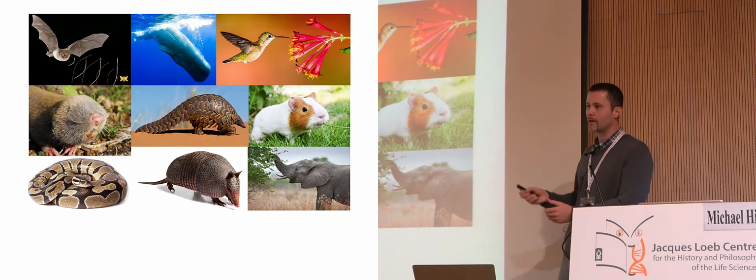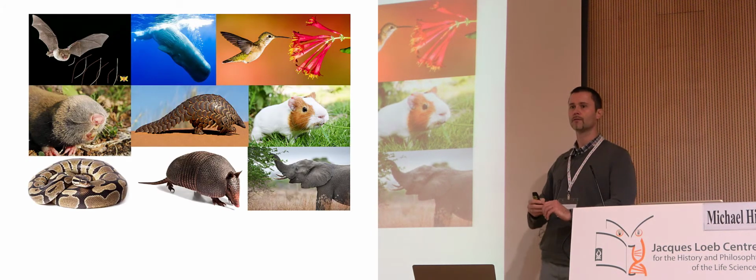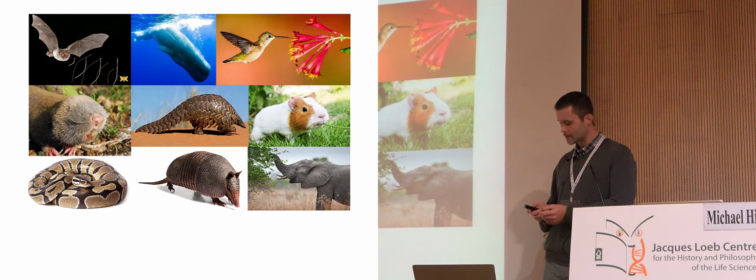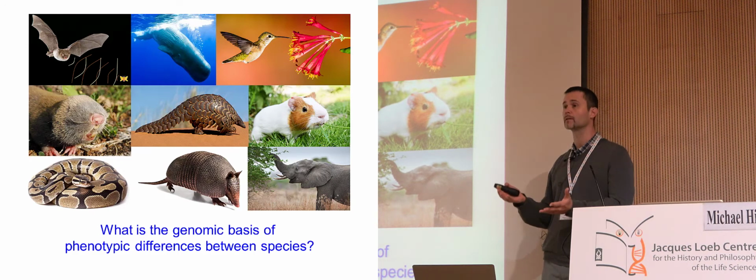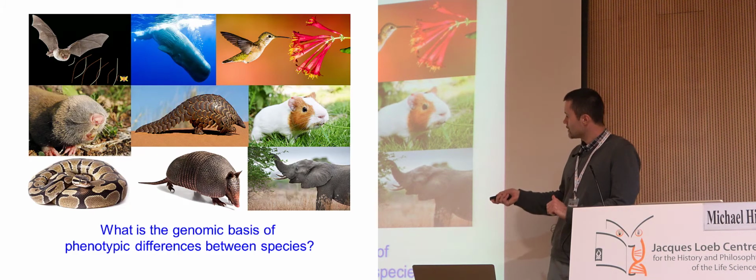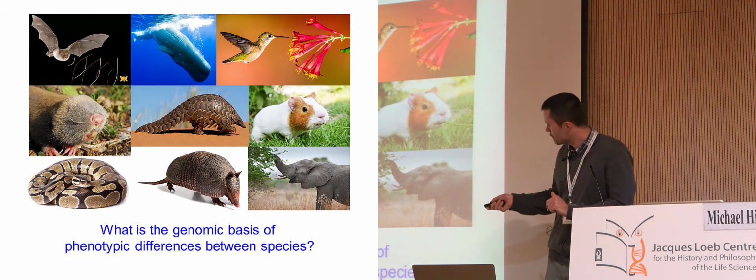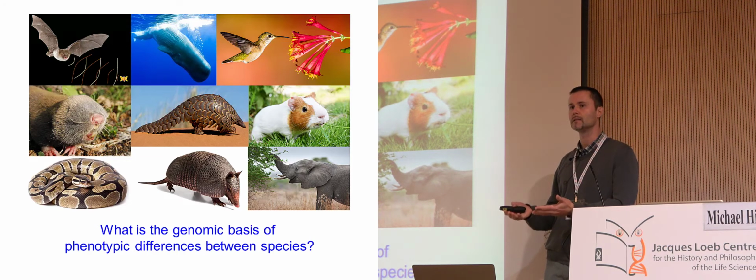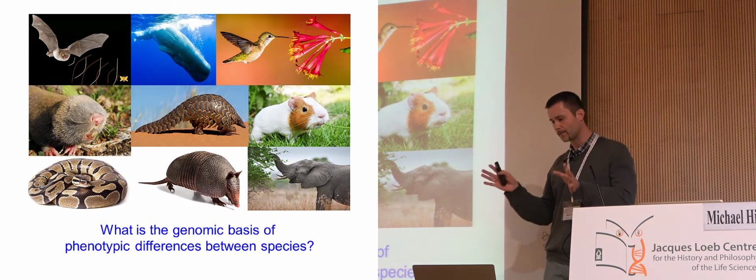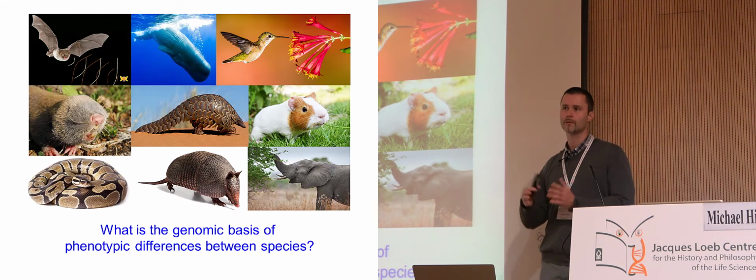And in the genomic era, all the species shown here, and of course many others, have sequenced genomes. And this allows us now to address what I think is a fundamental question. I guess many of you cannot really see this, so what's the genomic basis that underlies these phenotypic differences between species? This is the main question that my lab tries to address.